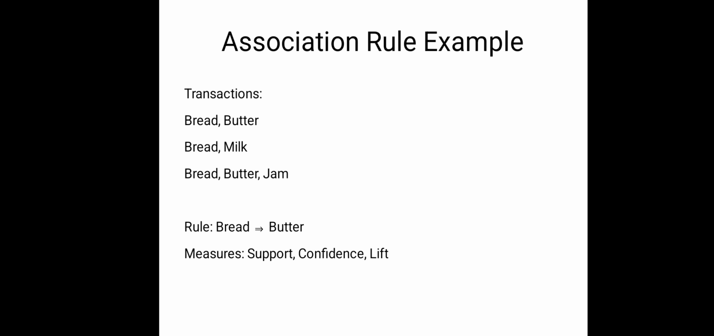Association rule example. Suppose we have these transactions. Customer 1 purchases bread and butter. Customer 2 purchases bread and milk. Customer 3 purchases bread, butter, and jam. The discovered rule is that customers who purchase bread frequently purchase butter. A customer who buys bread usually purchases butter. This is the explanation of the association rule example.